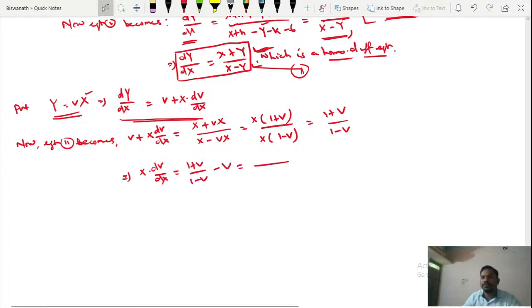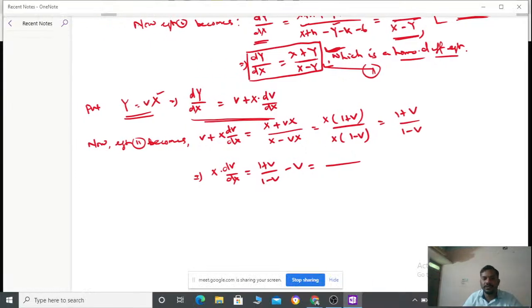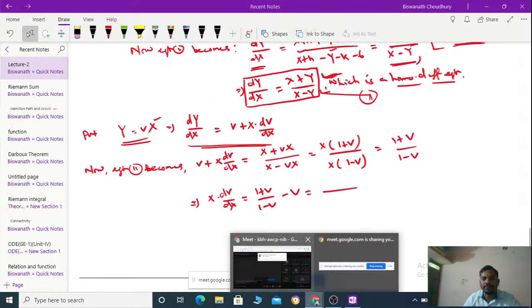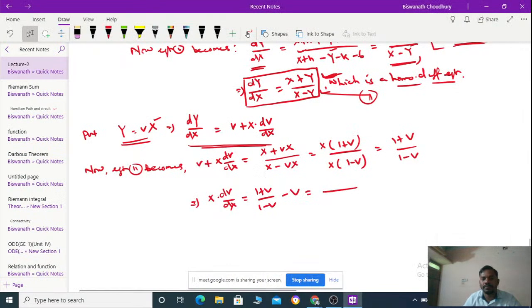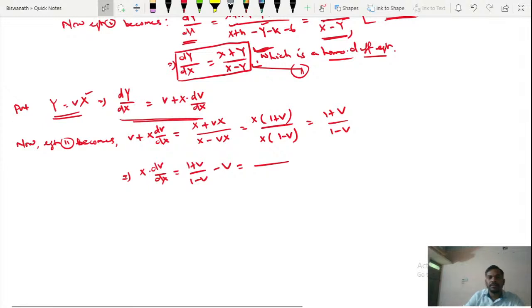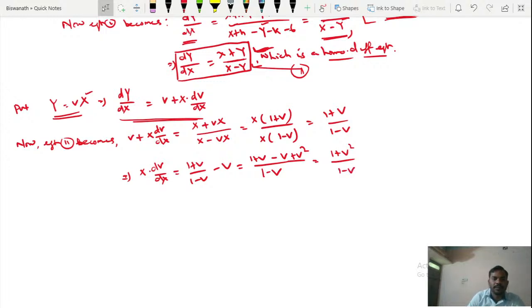So if we subtract this thing, then the LCM is 1 minus v, and this is 1 plus v minus v plus v square. So this is the general subtraction. Then what will be left? This is 1 plus v square divided by 1 minus v. So your x into dv by dx is this one.